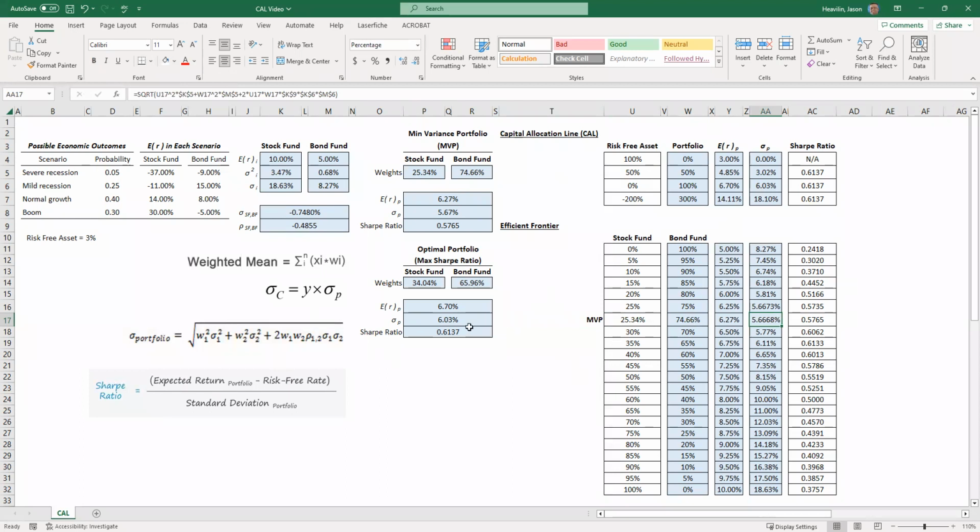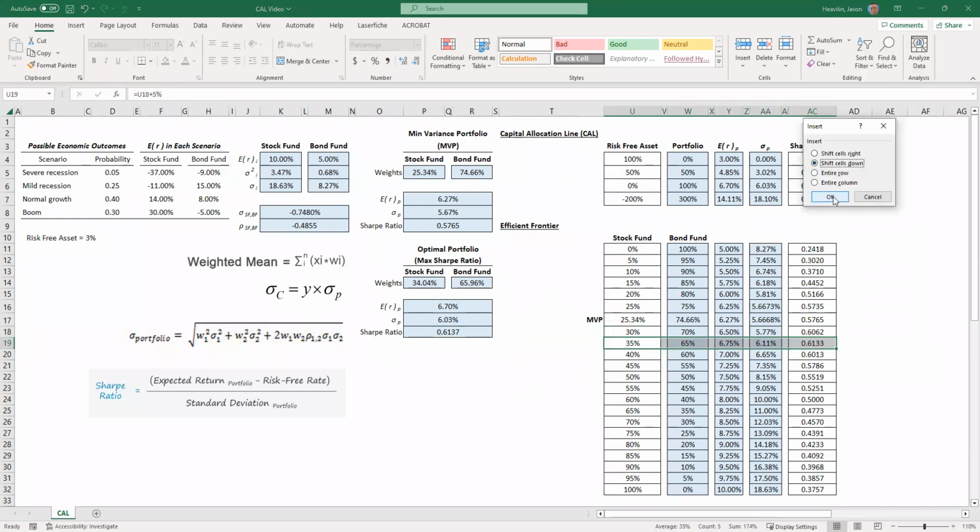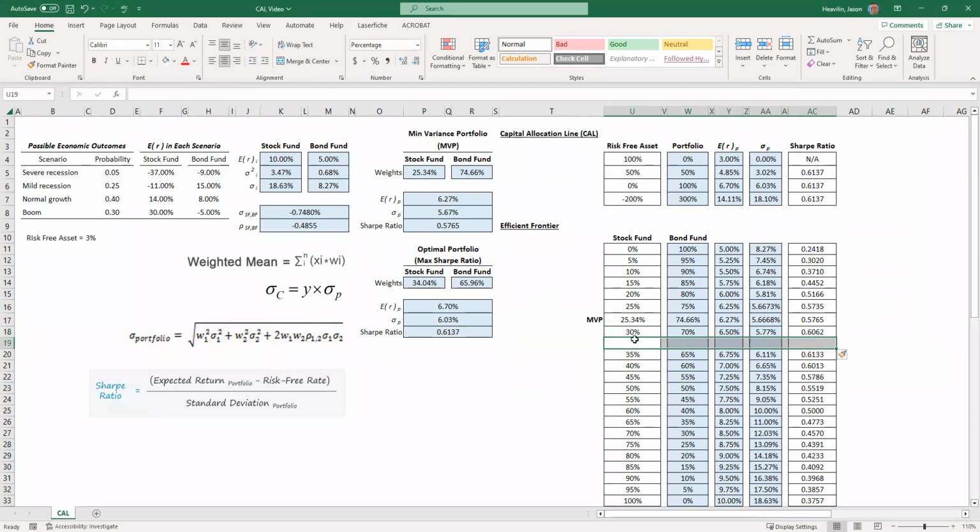Let's see the highest Sharpe ratio we can. So this was 34.04. So that belongs somewhere between these two. So let's go ahead and insert. Give it a couple of decimal spots so we can appreciate the difference.